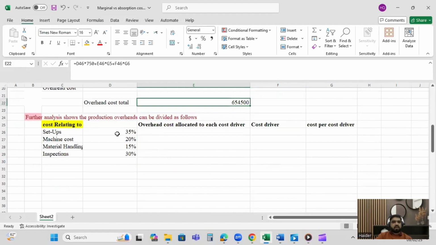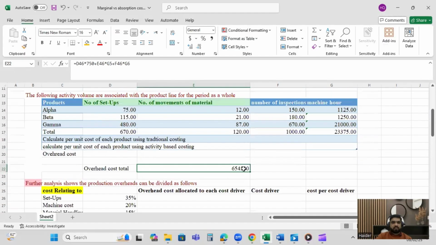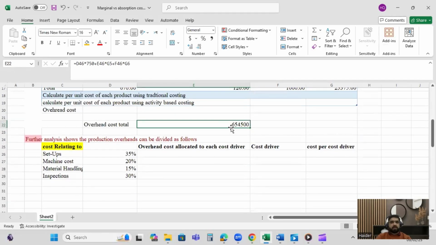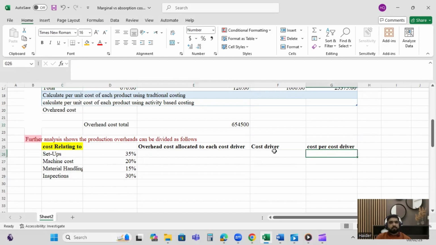The examiner has given us the criteria and the percentage allocated to each activity. So it means traditional costing has taken this total cost and absorbed it based on machine hours. But in activity-based costing, what we need to do is calculate the cost of each cost driver, and then multiply with the number of items of each cost driver. For example, number of setups multiplied by cost per setup, number of machine hours multiplied by cost per machine hour, number of material handling times cost per material handling, number of inspections multiplied by cost per inspection. So let's begin the calculations.